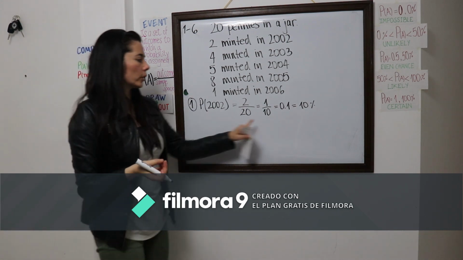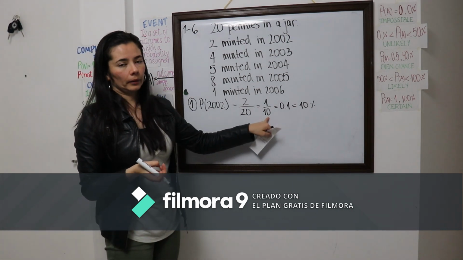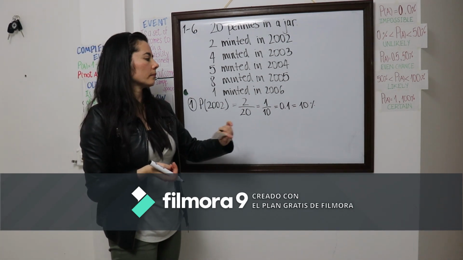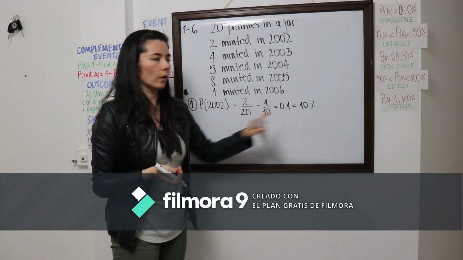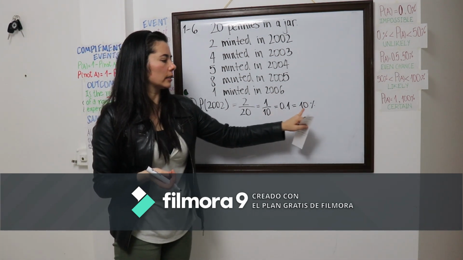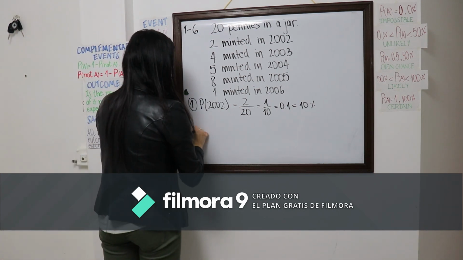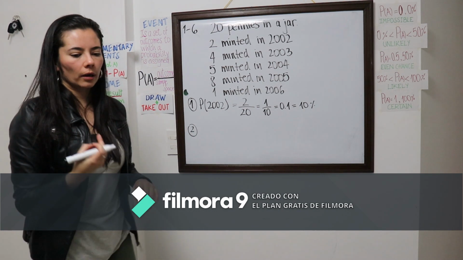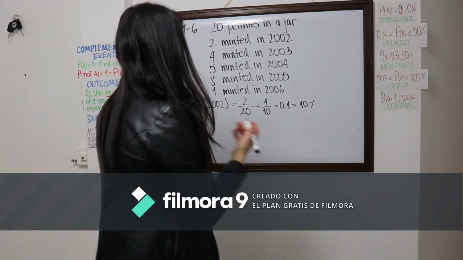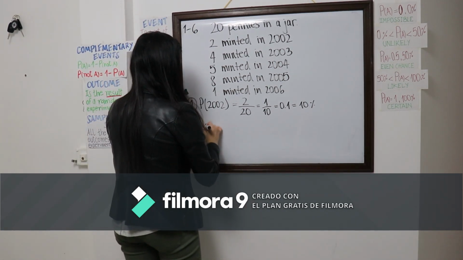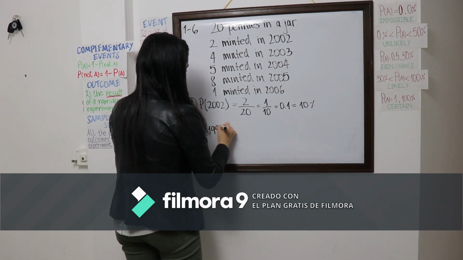A lot of times we give the probability as a fraction, but you're going to give it to me in all 3: the fraction, the decimal, and the percent, okay? Now let's think about problem number 2, or exercise number 2. That says, what is the probability to get pennies minted in 1995?